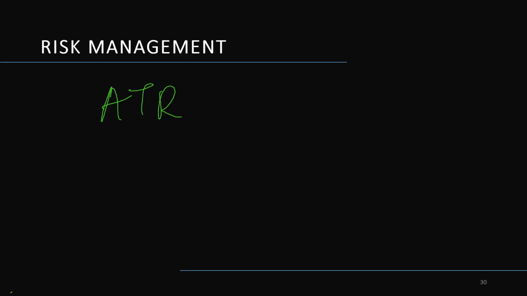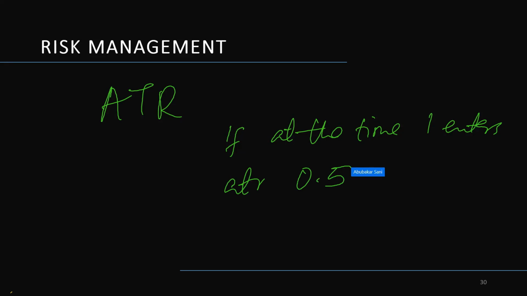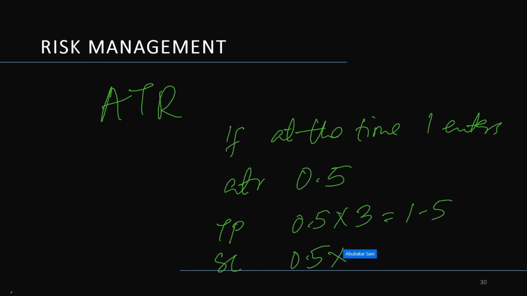So what ATR does is, for example, in this strategy, at the time I enter the trade, let's say ATR is 0.5. So I will put my TP at 0.5 times, let's say 3, which is 1.5, and I will put my stop loss at 0.5 times, let me say 2, which is going to be 1.0. And let's say the price when I enter is 200. That is $200. So then my TP is going to be 1.5 times 200, and that will be, let's say, 300. So this is how I'm going to exit.